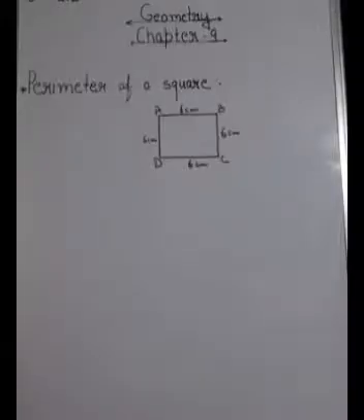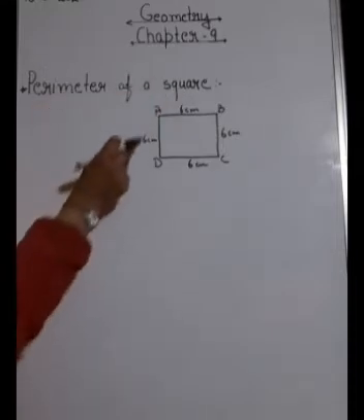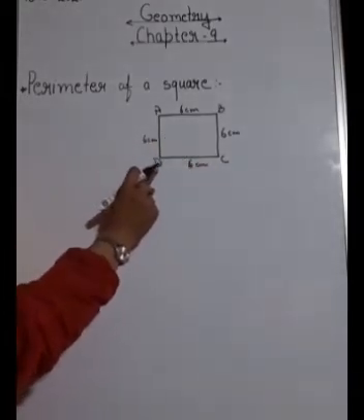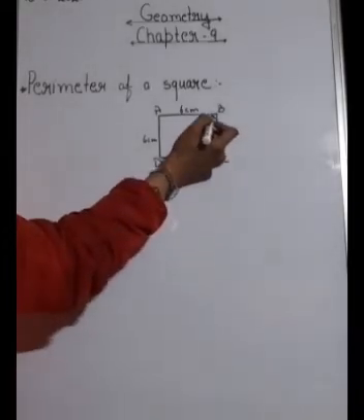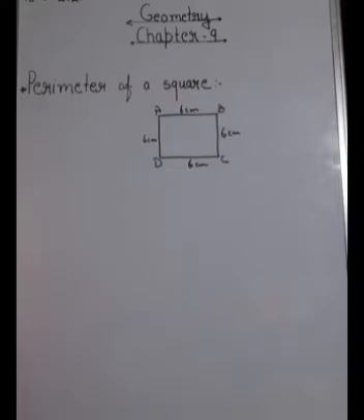Next we have the perimeter of a square. Here I have drawn a square. We know what a square is: if all the sides of a quadrilateral are equal, this is also 6, this is also 6, this is also 6. If all the sides are equal, then it is known as a square.